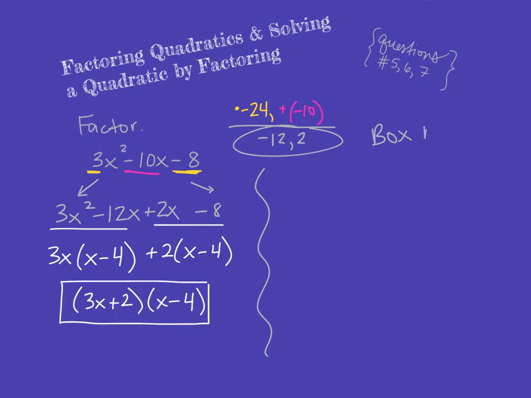So I kind of have that at the top there. The first step is the same. Remember, we multiplied a times c and got negative 24. And then we need two numbers that multiplied to negative 24 that added to negative 10. There they are. And so the box method uses that same first step. Then we draw a box.